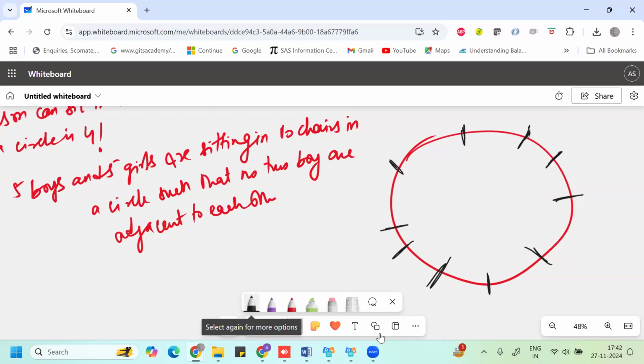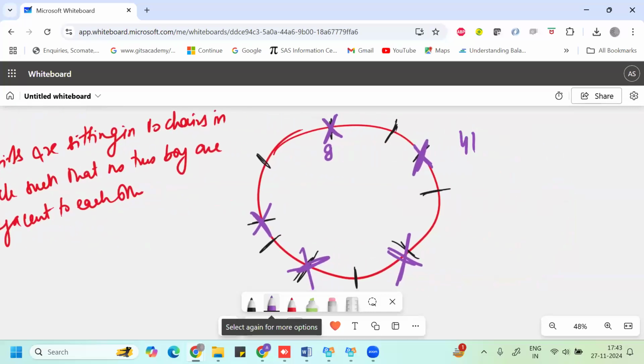For that, what I need to do, I need to make the girls sit first. Okay, imagine I need to make the girls sit. Either the girl will sit here, or here, or here, or here, or here. So I have defined five places for five girls to sit. So for the five places, five girls will sit in how many ways?